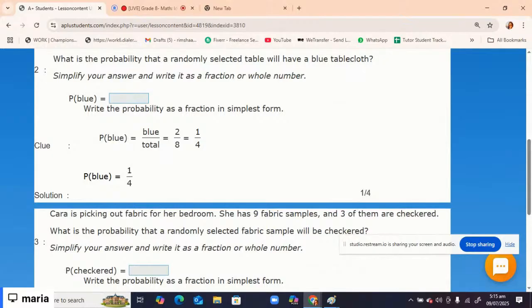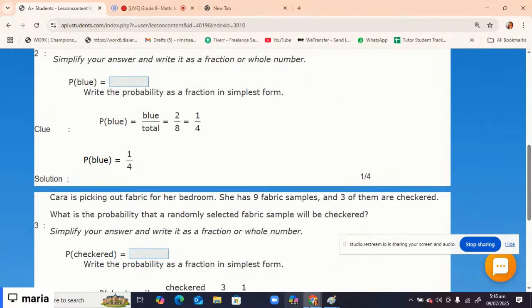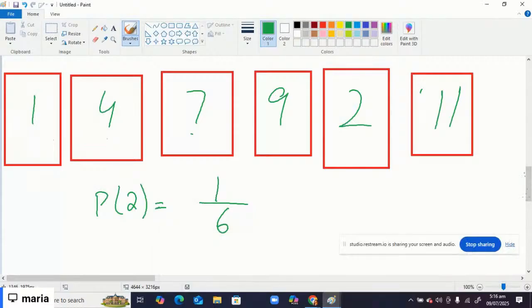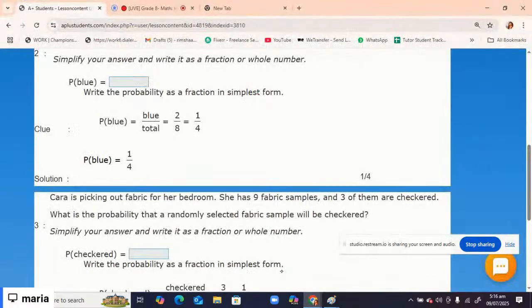Kara is picking out fabric for her bedroom. She has 9 fabric samples, and 3 of them are checkered. Okay, so 9 fabric samples are the total, and 3 of them are checkered. So the probability is 3 by 9. When you divide, 3 times 1 is 3, 3 times 3 is 9, so this is 1 by 3. 3 by 9 is also an answer, and 1 by 3 is also an answer.